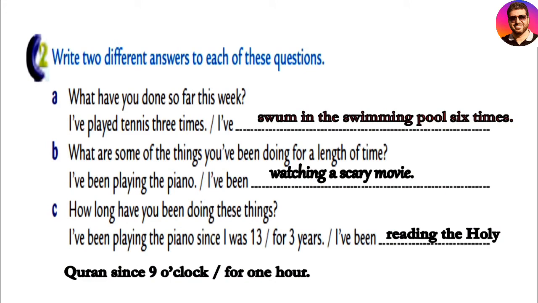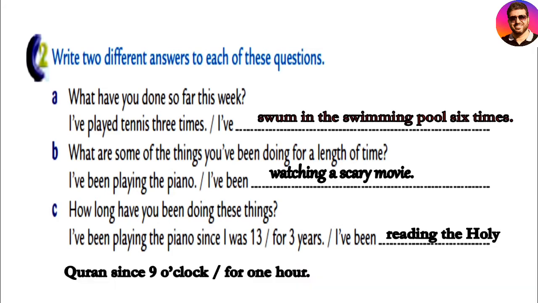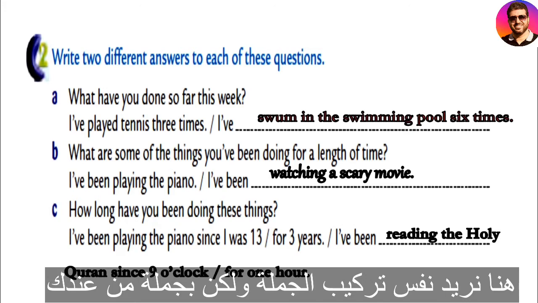Now, write 2 different answers to each of these questions. Here, we need to give 2 different answers. Any answer you can think of. What have you done so far this week? You can say here, I have played tennis 3 times. Now we want the same sentence structure, but of your own. Think of anything the same.